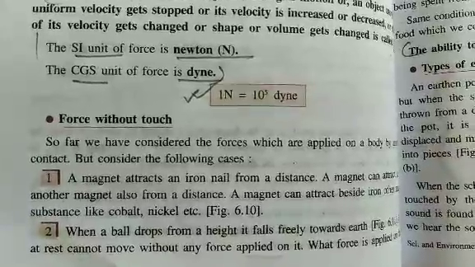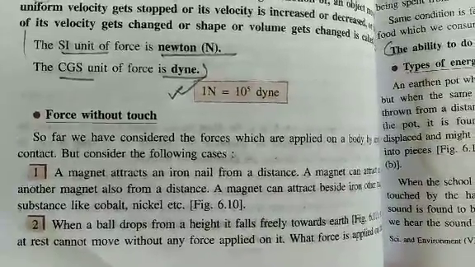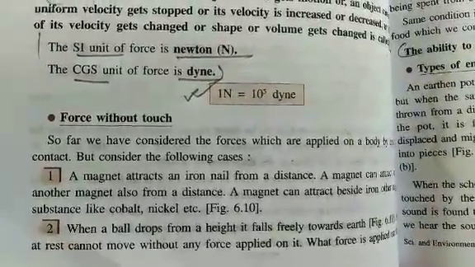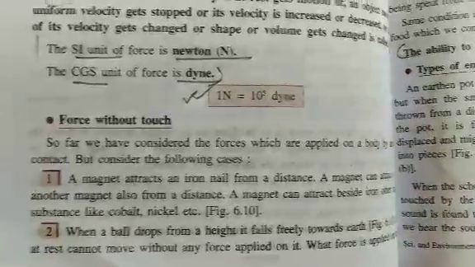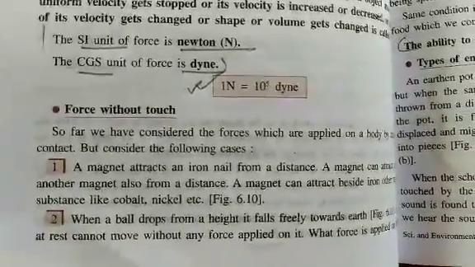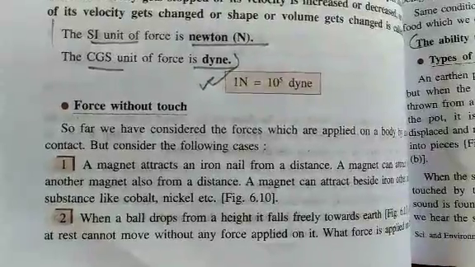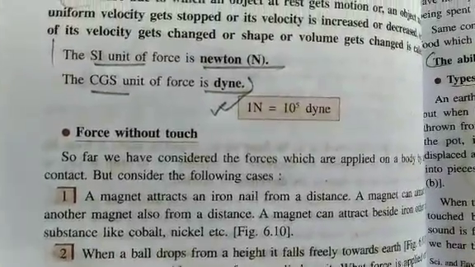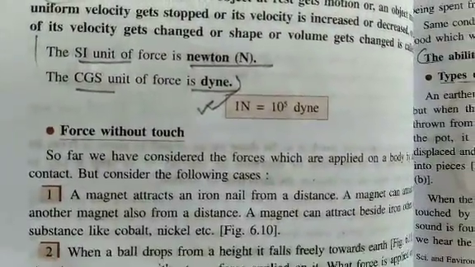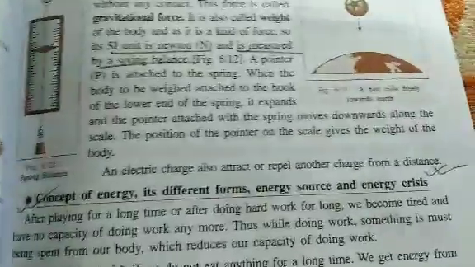Suppose there is a magnet. A magnet attracts an iron nail from a distance. There is no need to touch. Or a ball drops from a height. It falls freely towards the earth. So here also no need to touch. That means these are forces without touch.